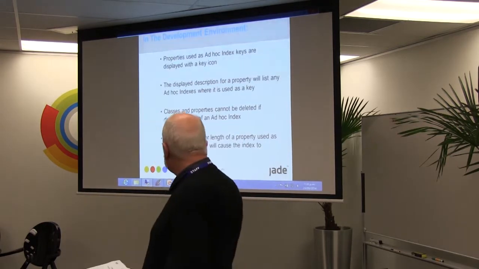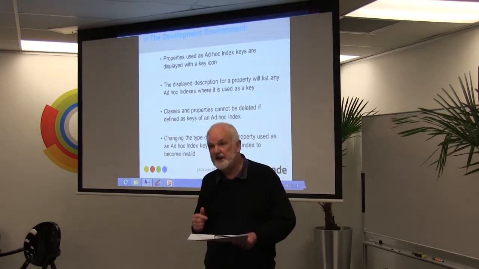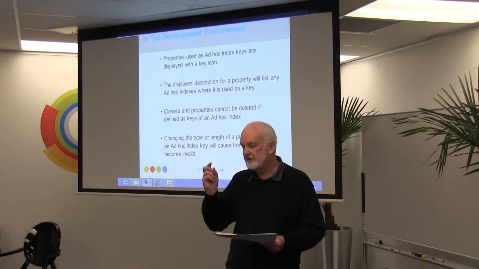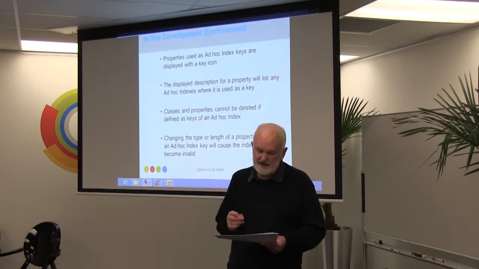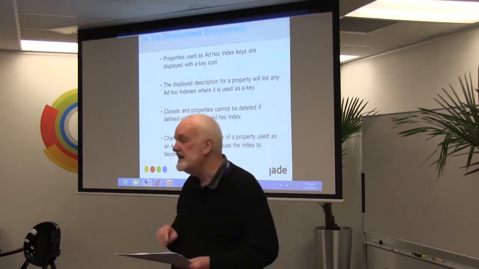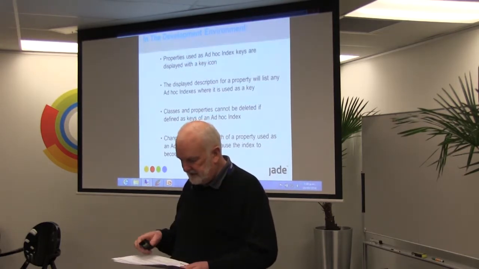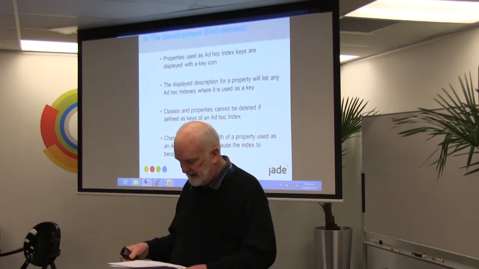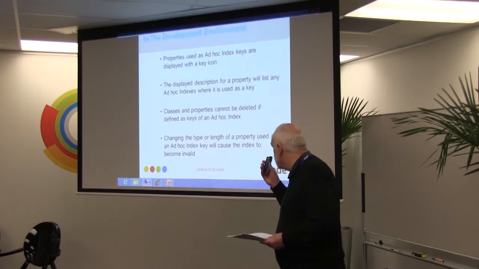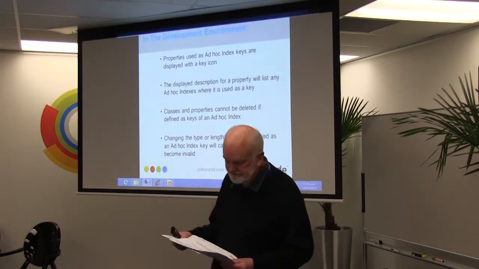In the development environment, when you click on a property that's used as a key in an ad hoc index, when it's displayed, it'll have a key icon saying it is a key. It will list all the ad hoc indexes to which it belongs in the description. The classes and properties you can't delete if they're being used by an ad hoc index, but you can change them. As I said, once you change it, that'll cause the index to become invalid and you have to drop it and rebuild it.